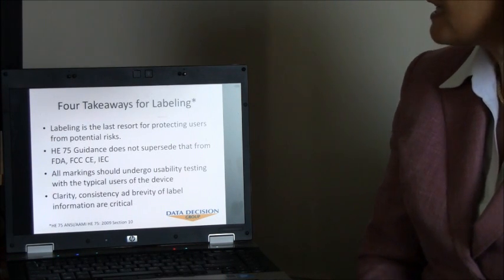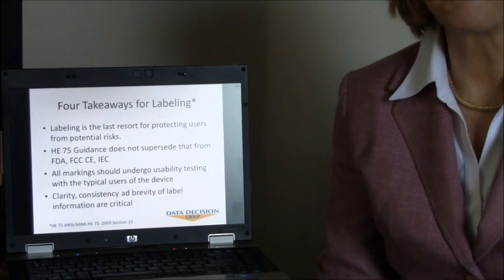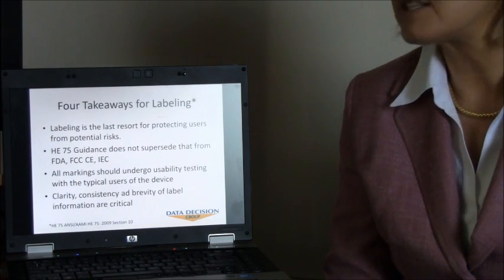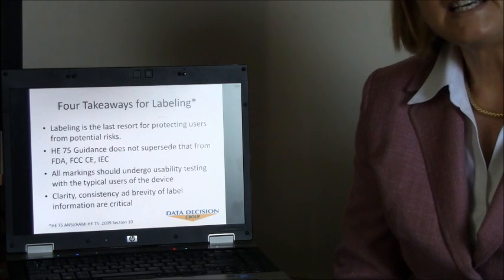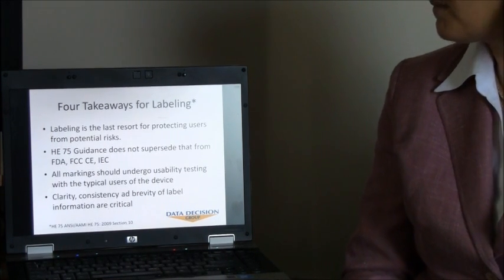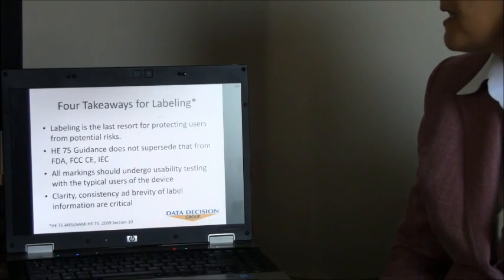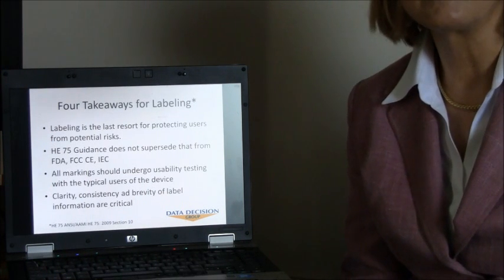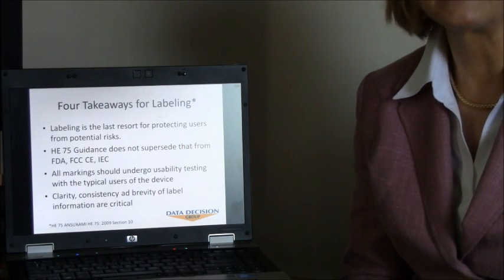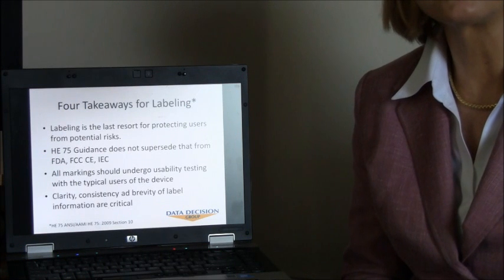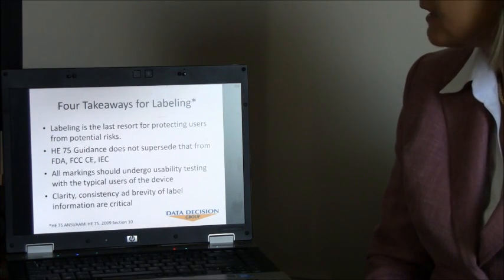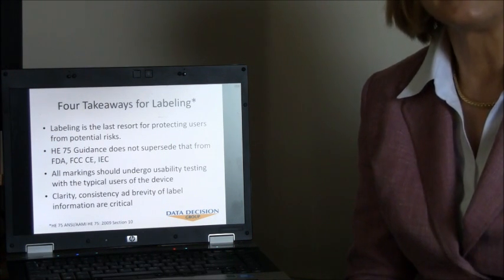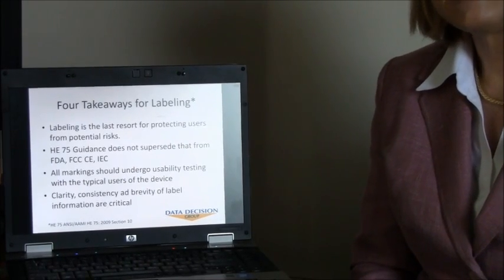The second takeaway is that HE75, the guidance from this document, is about 465 pages and very, very detailed. It does not supersede any of the guidance that comes from the FDA, the FCC, the European Community, or the IEC. The third takeaway is that all markings and labeling should undergo usability testing with typical users of the device. So you actually test the labeling and markings on users to make sure that they comprehend what's needed. And finally, clarity, consistency, and brevity of label information is considered critical by the FDA and is spelled out quite clearly in the HE75 document.